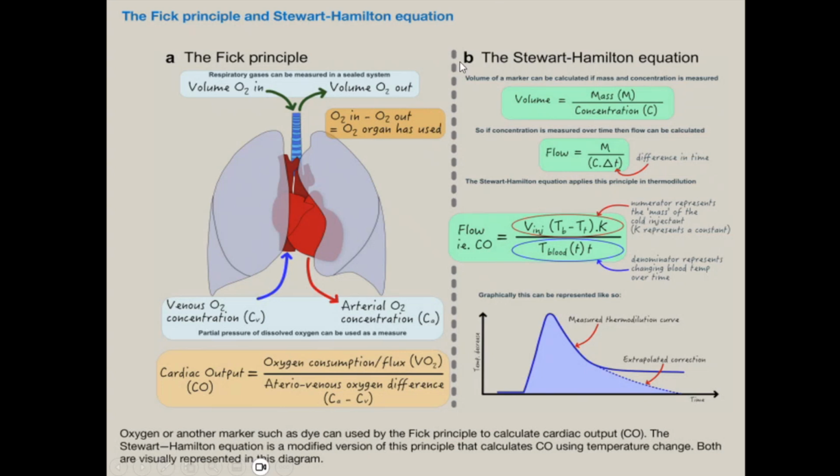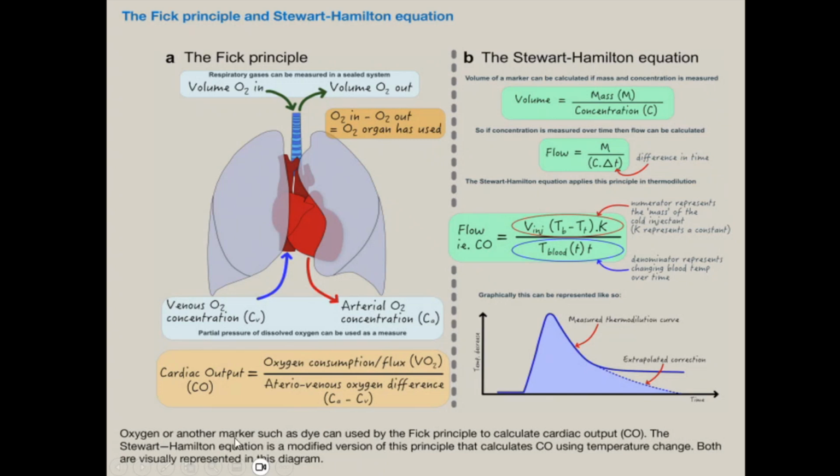And the Stewart-Hamilton equation actually equates to this as well. It also talks about how the volume of a marker can be calculated if mass and concentration are measured. So if concentration is measured over time, then flow can be calculated. It's all about volume equal to mass over concentration, and this is the Stewart-Hamilton equation. This is the thermodilution curve. When you inject, the temperature will go up and then come down. This is the measured thermodilution. The area under the curve will be your cardiac output measurement.